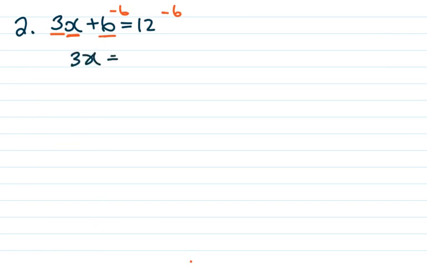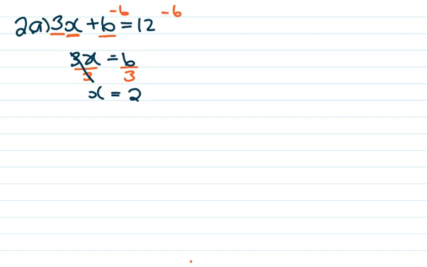So number 2 says solve each equation using algebra. So we need to find what x equals. So 3x plus 6 equals 12. My goal is to get this x by itself. So what's stopping me from doing that is this 3 and the 6. So first I'm going to take away 6 from both sides, and I'm left with 3x equals 6. Then I'm going to divide both sides by 3, and I'm left with x equals 2, because these 3's cancel out here.